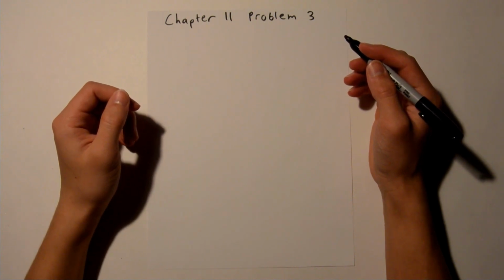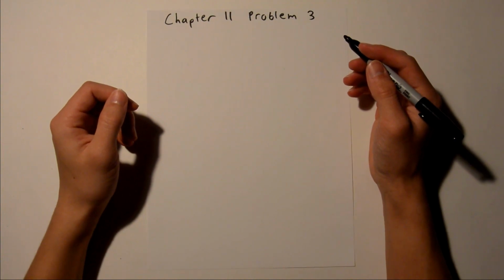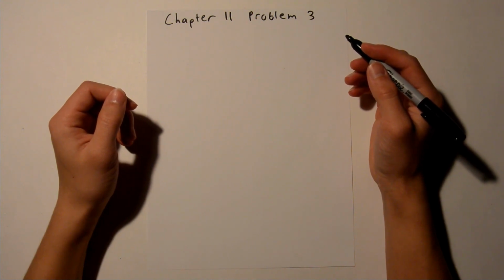And Problem 3 talks about a car with 4 wheels. And we are asked to find what fraction of the total kinetic energy is due to rotation. And we are also asked to tell why the radius of the wheels is not necessary to solve this problem.